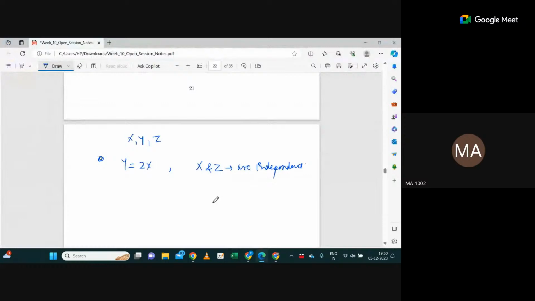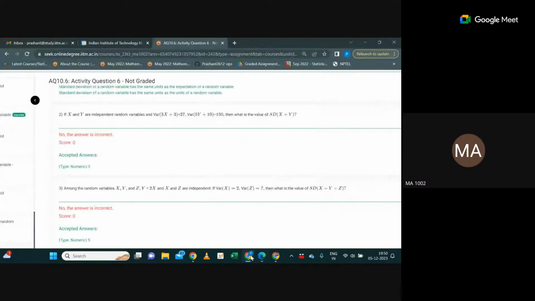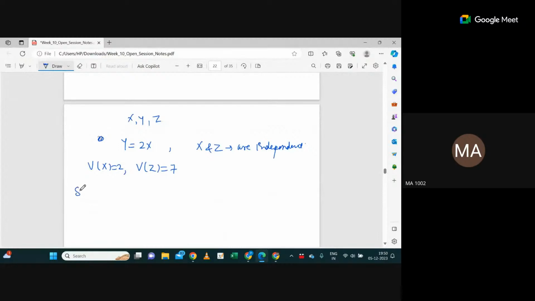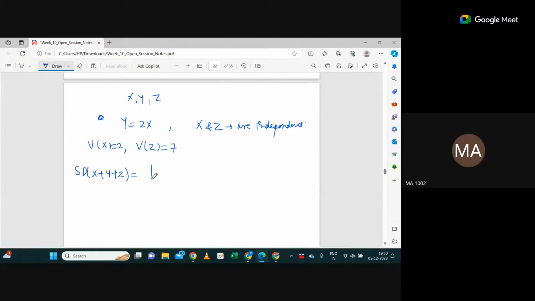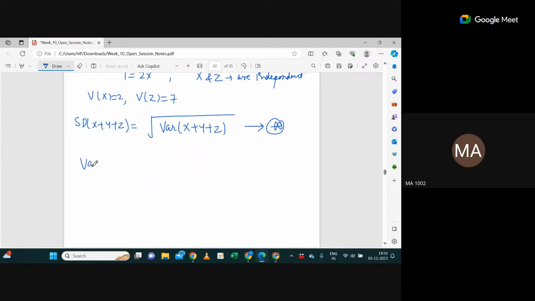And what's the other information? Variance of x is 2 and variance of z is 7, right? And we have to find the value of the standard deviation of x plus y plus z. So basically, I have to find the square root of the variance of x plus y plus z. Let's make it equation number star. So let's solve the variance of x plus y plus z.